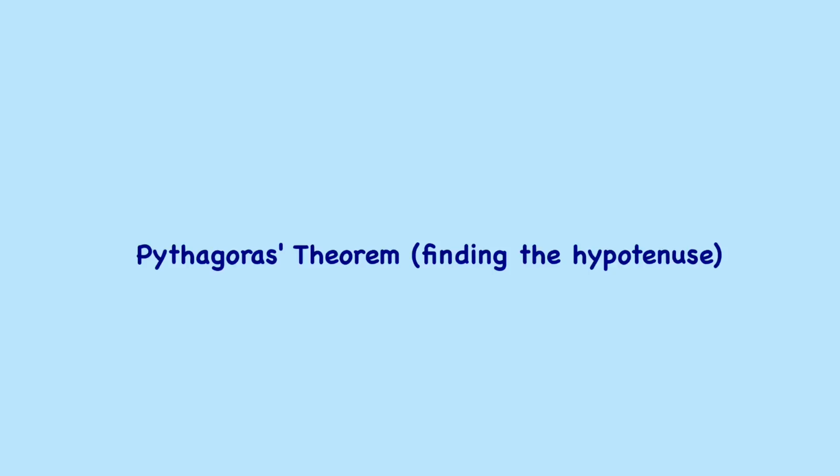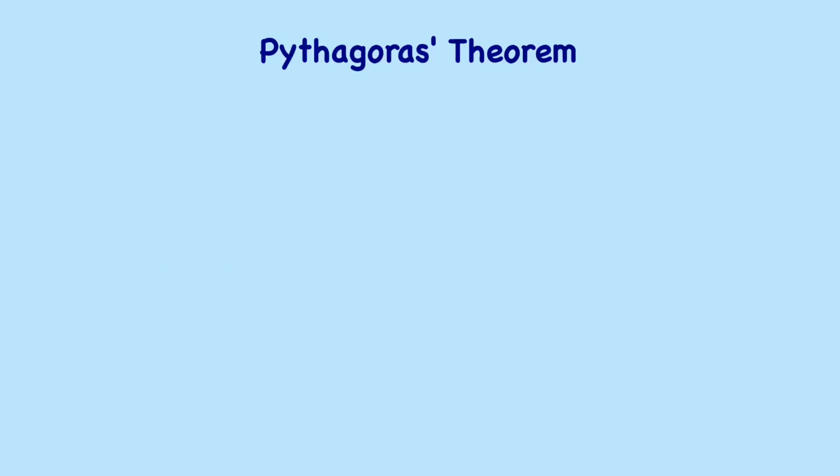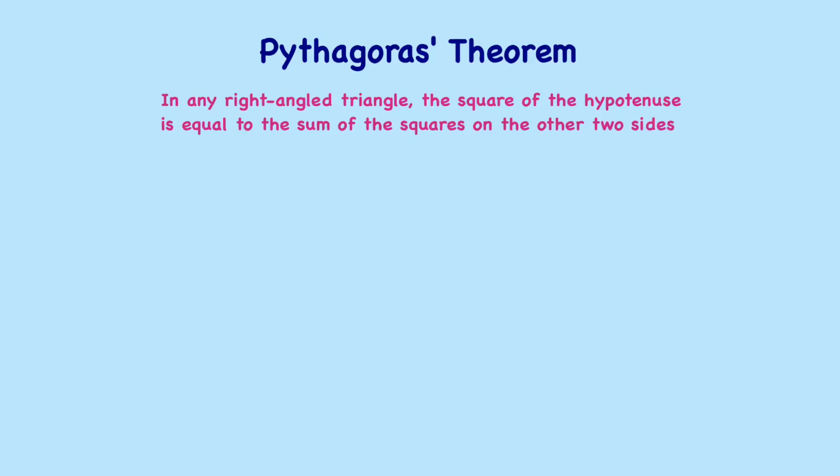Pythagoras' theorem, finding the hypotenuse. So let's have a recap of Pythagoras' theorem. Pythagoras' theorem states that in any right-angled triangle, the square of the hypotenuse is equal to the sum of the squares on the other two sides.